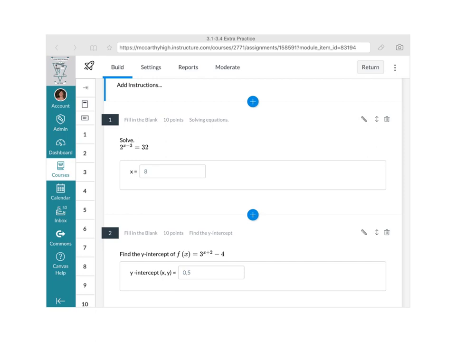So number 1 was 3 to the x minus 3 equals 32. You had to convert 32 to be 2 to the 5th, and then the bases were the same, so x minus 3 equaled 5, and x is 8. Most everybody got that question right. Any questions on that one?